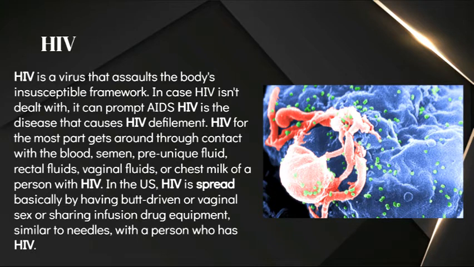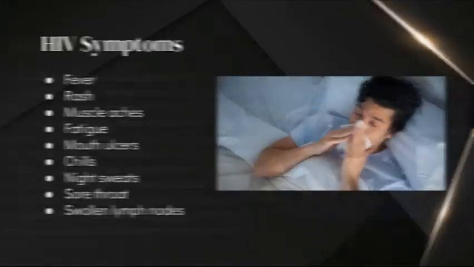HIV is generally spread through contact with the blood, semen, pre-seminal fluid, rectal fluids, vaginal fluids, or breast milk of a person with HIV. In the US, HIV is spread mainly by having anal or vaginal sex or sharing injection drug equipment, such as needles, with a person who has HIV.